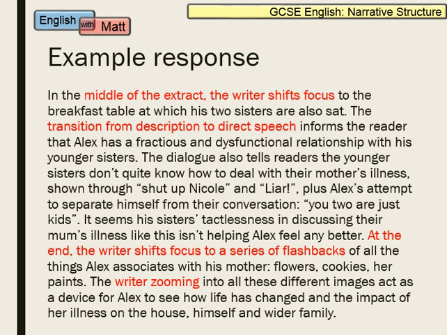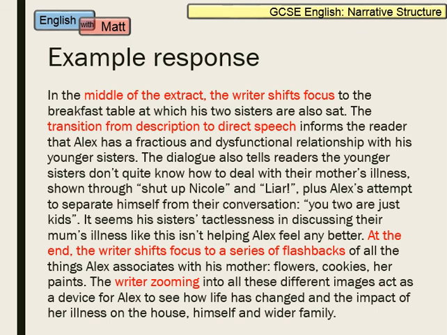At the end, the writer shifts focus to a series of flashbacks of all the things Alex associates with his mother: flowers, cookies, her paints. The writer zooming into all these different images acts as a device for Alex to see how life has changed and the impact of her illness on the house, himself, and wider family. So that is a completed response.